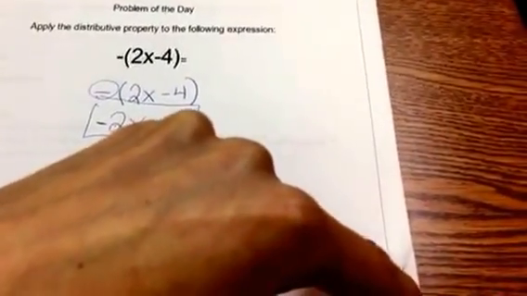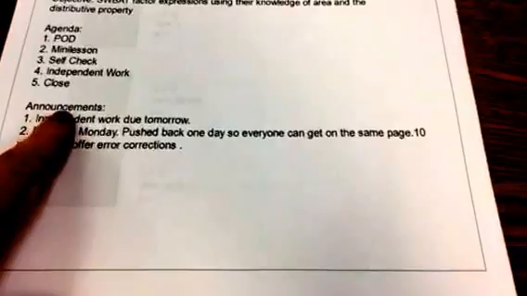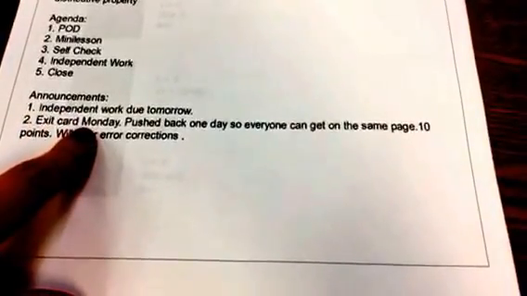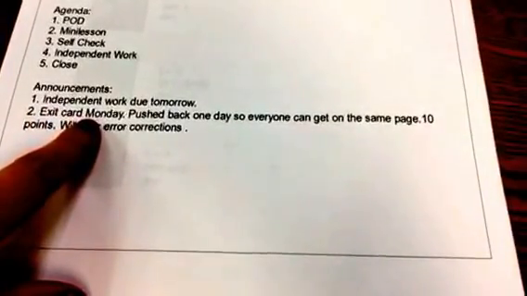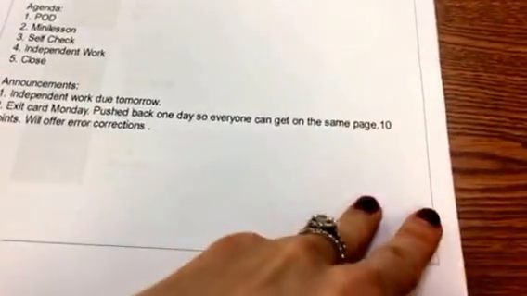So turning the page, here's what we're going to do today. One thing to notice is that the exit card got pushed back to Monday because we need to get on the same page as the other IM classes. That's going to be worth 10 points, and you can get error corrections on that if you want. But that doesn't mean don't study. That just means you can do error corrections.